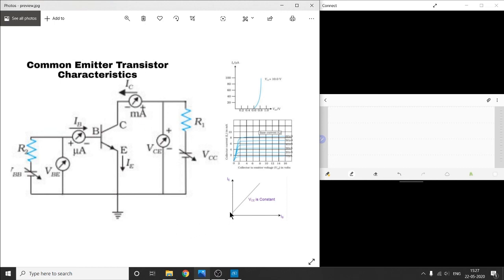You will get the graph like this: IB versus IC. This one is C, not E. So this type of straight line you will get, which shows you the current transfer characteristics of common emitter transistor. So these are the main characteristics of common emitter transistor. You can again draw the characteristics and perform the experiment. Okay, thank you.